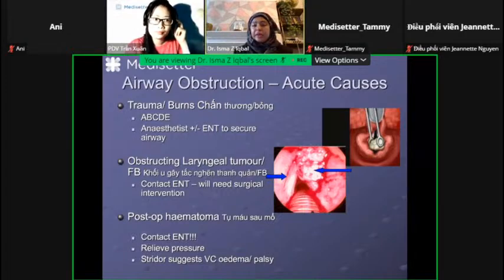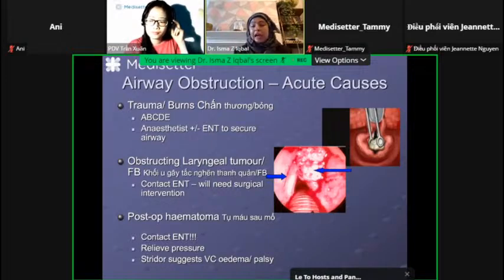B stands for breathing. So once you've secured an airway, you check on the breathing and whether the breathing is too fast, too shallow, or whether there's any abnormality of the chest.